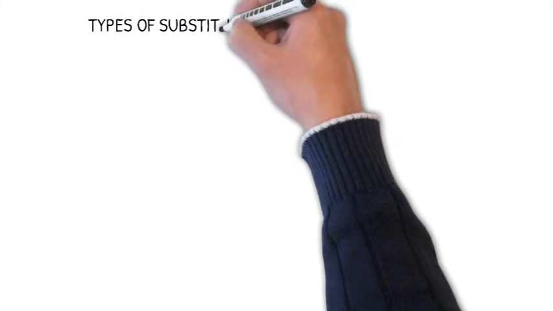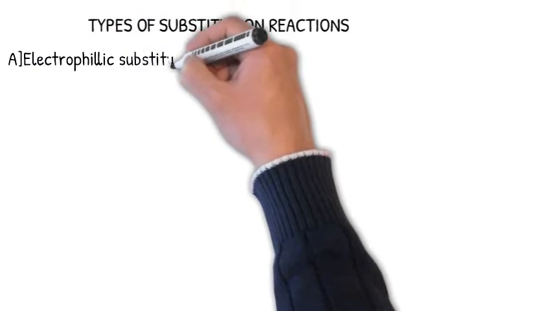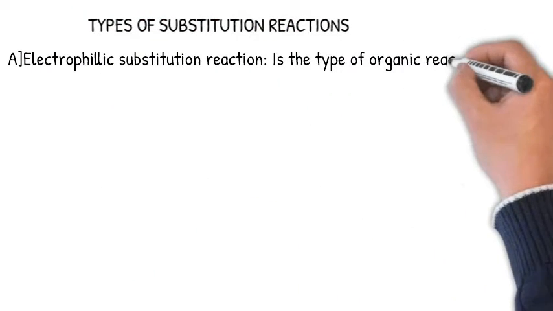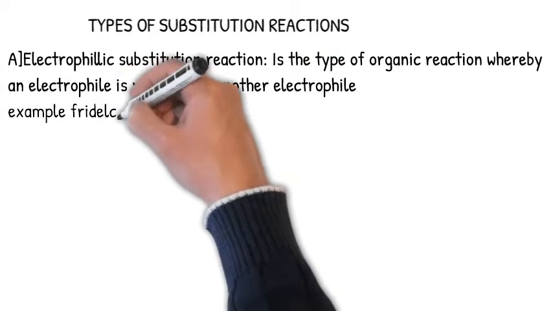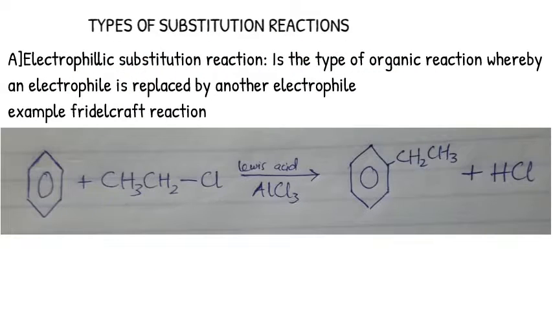Types of substitution reaction. Electrophilic substitution reaction is a type of organic reaction whereby an electrophile is replaced by another electrophile. Example, Friedel-Crafts reaction. The reaction between benzene and haloalkane under a Lewis acid is an example of electrophilic substitution reaction whereby the alkyl group replaces a hydrogen from the benzene.